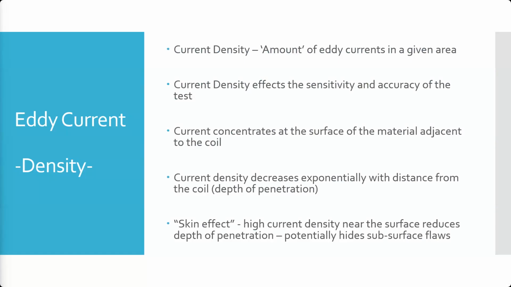We need to have a certain amount of eddy currents forming. But if the eddy currents are actually too strong, they can block our ability to see in the material, which if we're looking for surface cracks, that's not a big deal. But if we're looking for corrosion on the backside, we need to make sure that our eddy currents aren't so dense, that we don't have such a high density that we can't pick up flaws deeper in the material.